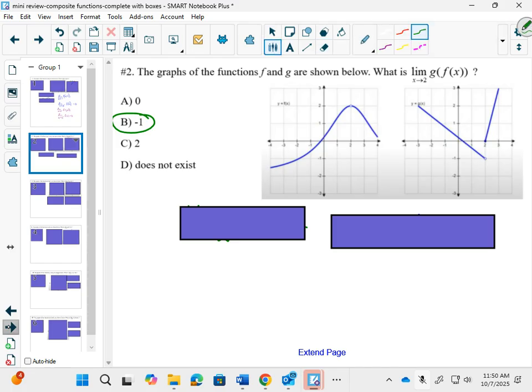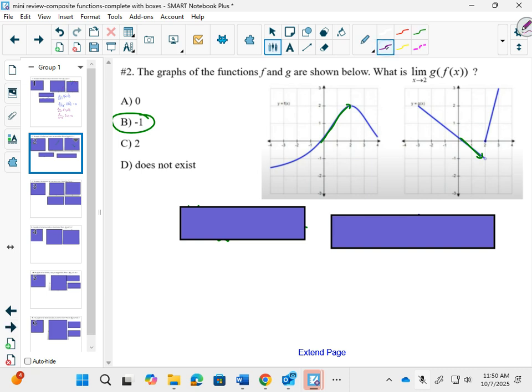If a limit exists, then it has to be the same from the left side and the right side. So I'm going to go to 2 from the left side first. And I'd first be on f of x. From the left side, that would be this green arrow. And I would be getting close to 2 from the bottom. So then when I go here to g of x, I would have to be getting close to 2 from the left side.